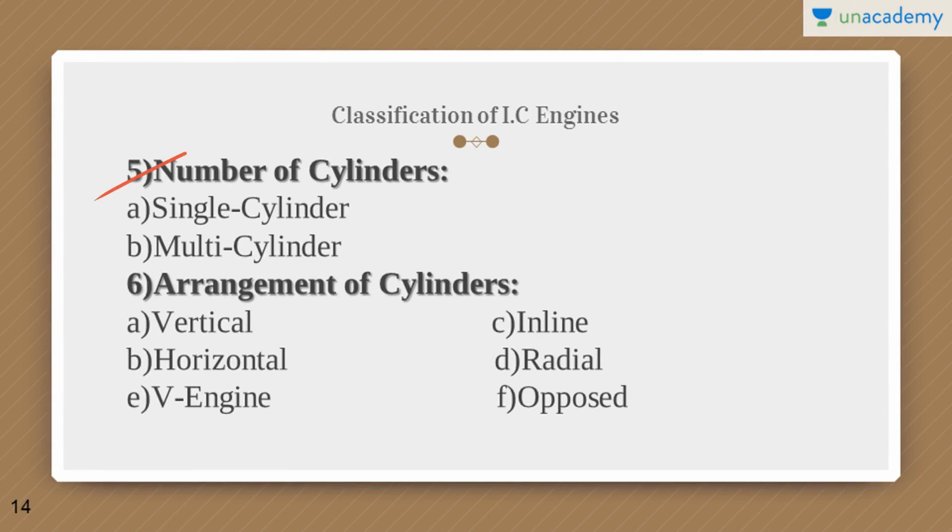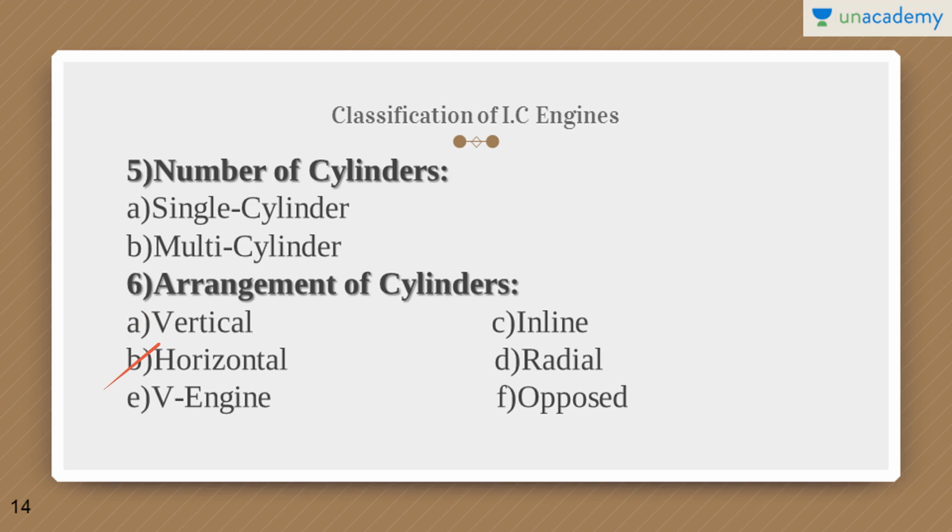According to the number of cylinders, they are termed as single cylinder engine and multi-cylinder engine. A single cylinder engine consists of only one cylinder. A multi-cylinder engine consists of 2, 3, 4 or a maximum number of cylinders. According to the arrangement of cylinders, it is named as a vertical engine if the cylinder is arranged in a vertical position. A horizontal cylinder is arranged in a horizontal position.